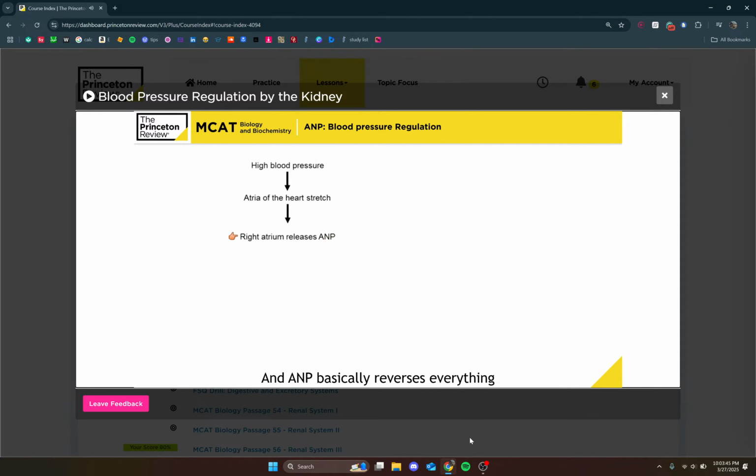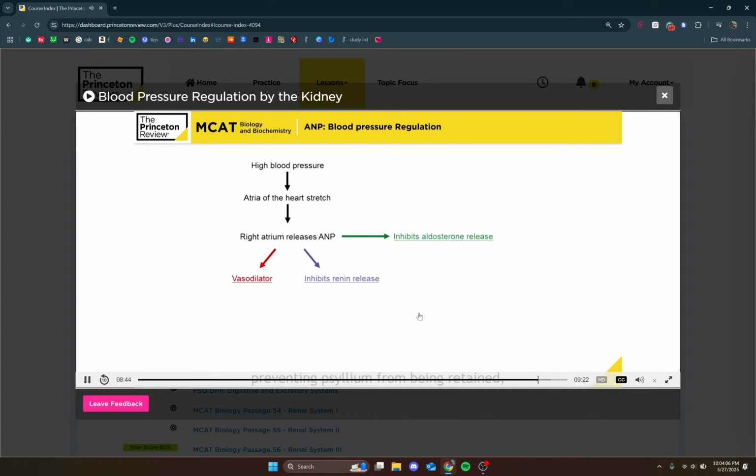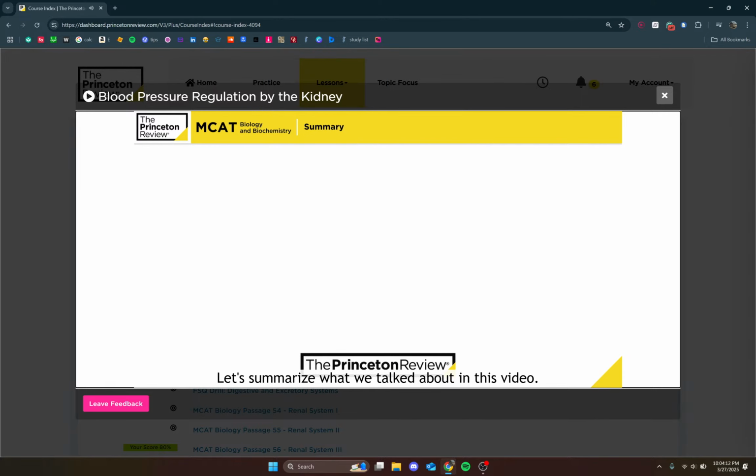And ANP basically reverses everything that angiotensin II does. It's going to act as a vasodilator to open up blood vessels and reduce blood pressure. It's going to inhibit the release of renin, so it's going to shut down that system that's driving blood pressure up. And it's going to inhibit the release of aldosterone. So again, preventing sodium from being retained, and thus water, and that's keeping blood volume low. Let's summarize what we talked about.